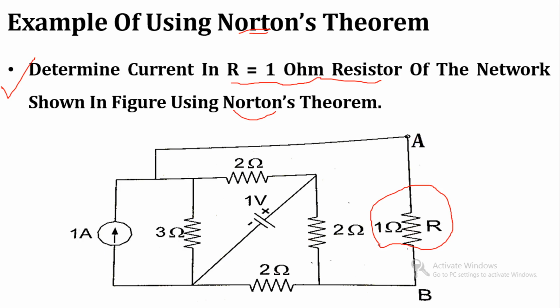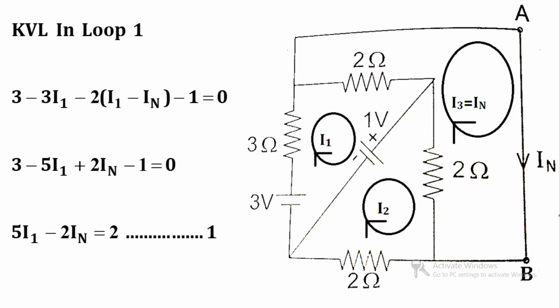So, the first step is we have to short circuit this 1 ohm resistance. I have short circuited this 1 ohm resistance, and this current is IN, Norton's current, that I have to find. Here you can see that there will be 3 loops: I1, I2 and I3.